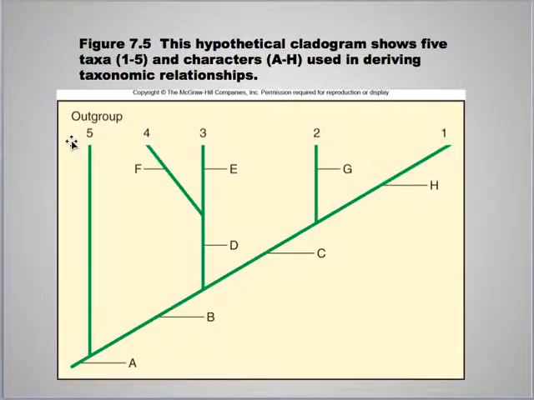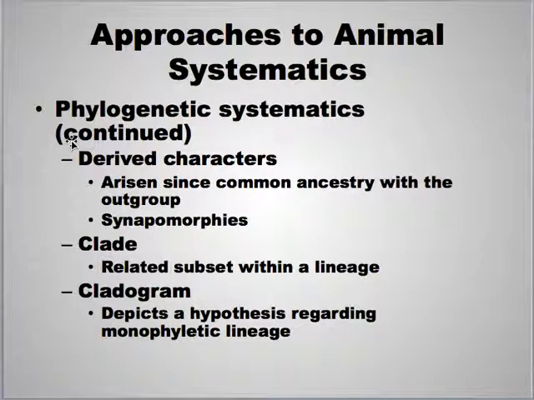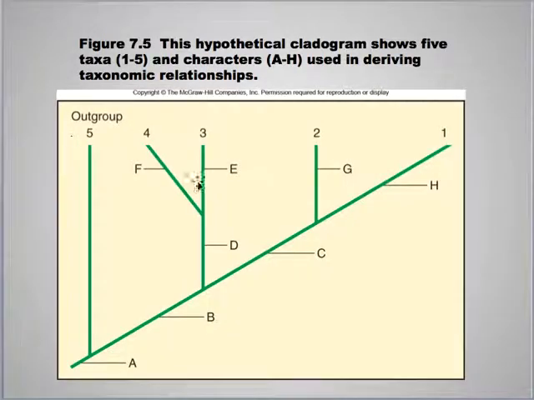I think I skipped clade. Yep. Clades are related subsets within a lineage. So, this would be a clade. This would be a clade. This would not be a clade if you chopped off one. That's not a clade. Just number 2 is a clade. Just number 3 is a clade. The whole thing is a clade. So if you include all related individuals, it's a clade.